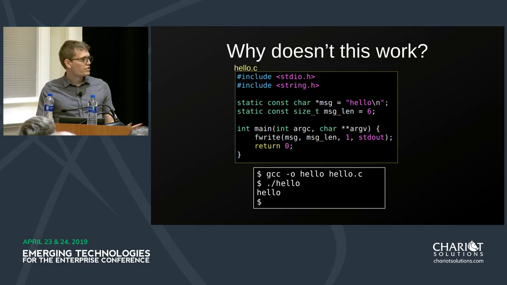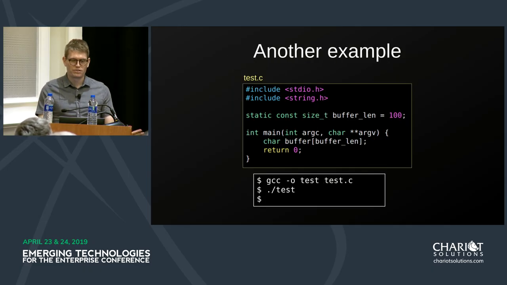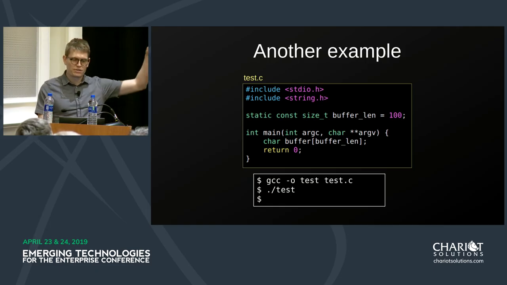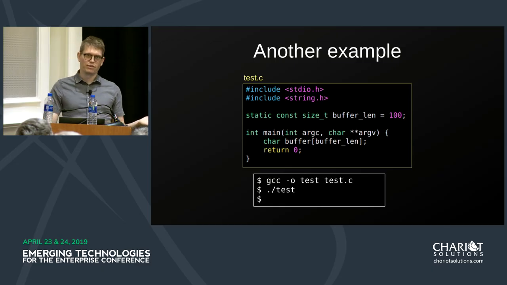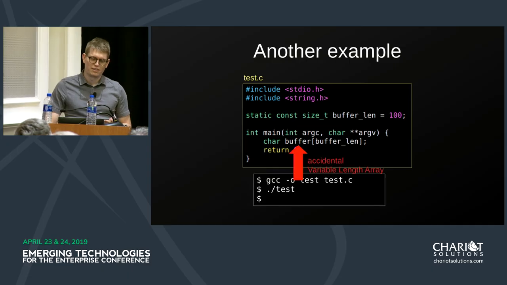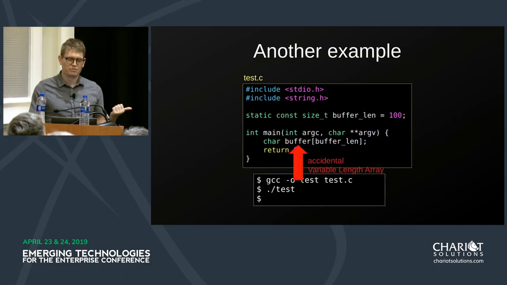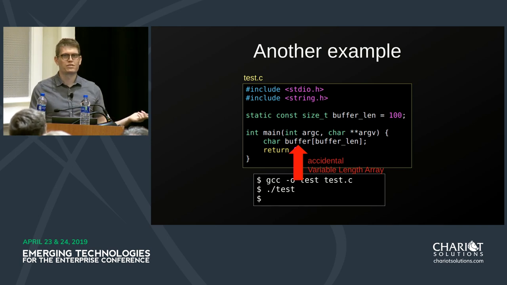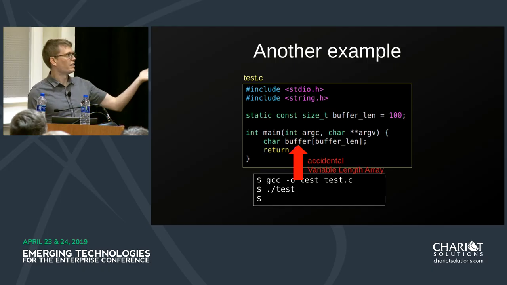So here's another example. And I think this is actually kind of even worse. If I use the constant as the array length, it actually successfully compiles, but for a sinister reason. This is an accidental variable length array. So that buffer len actually could have just been any value, like even argc, and it would have worked. And that's just asking for a stack overflow. That's not what we wanted.